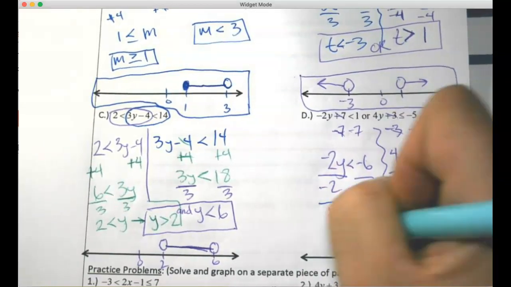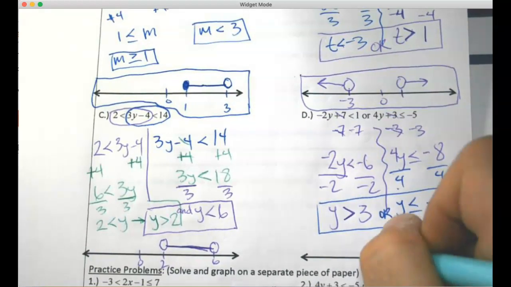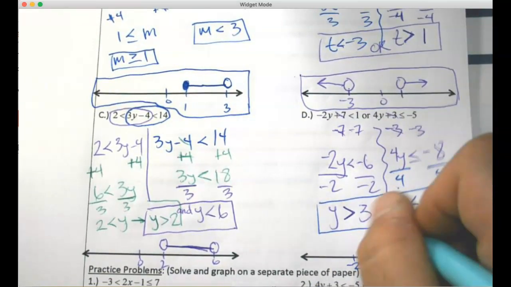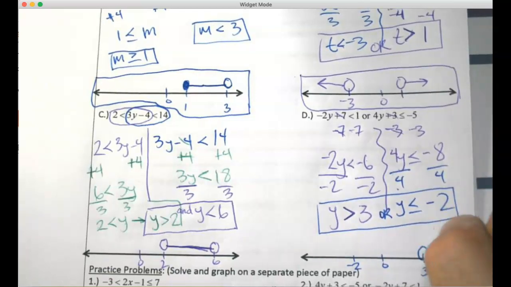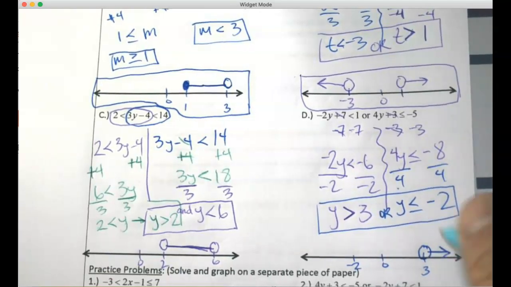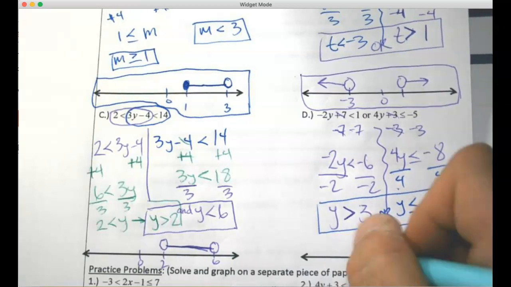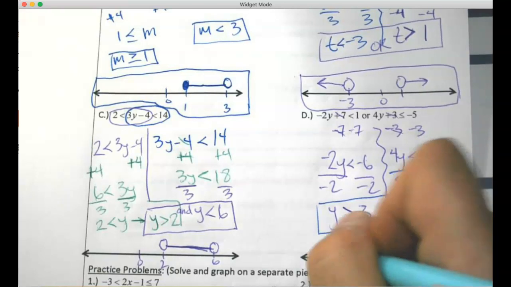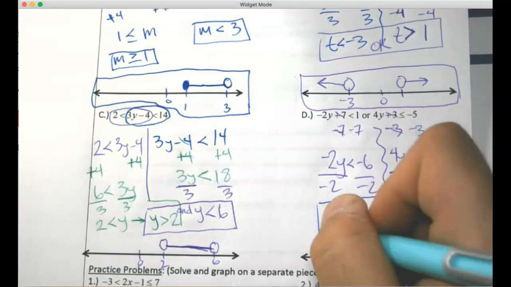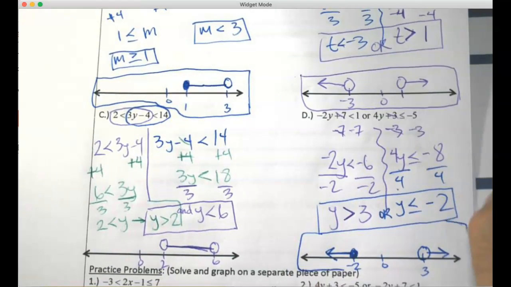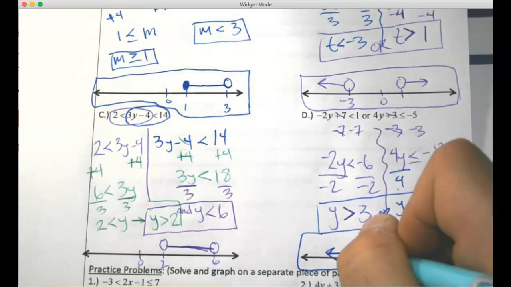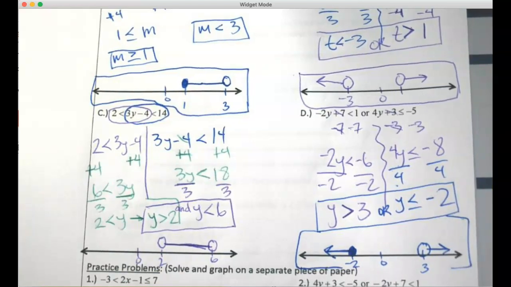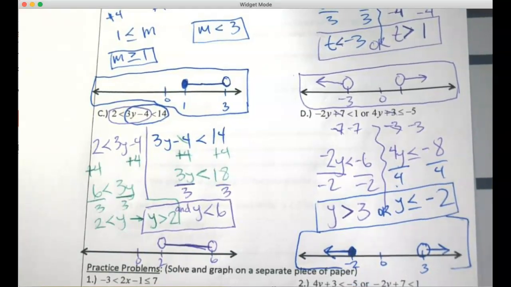Now, graphing this, guys, I have a positive 3 and a negative 2. At positive 3, y is greater than 3. That's an open circle. Point right. At negative 2, it's less than or equal. That's a shaded circle, but less than points left. So again, the word or makes sense on this one because the number can either be less than or equal to negative 2 or greater than 3, right? It can't be both of those things. One number can't be both less than negative 2 and greater than 3.